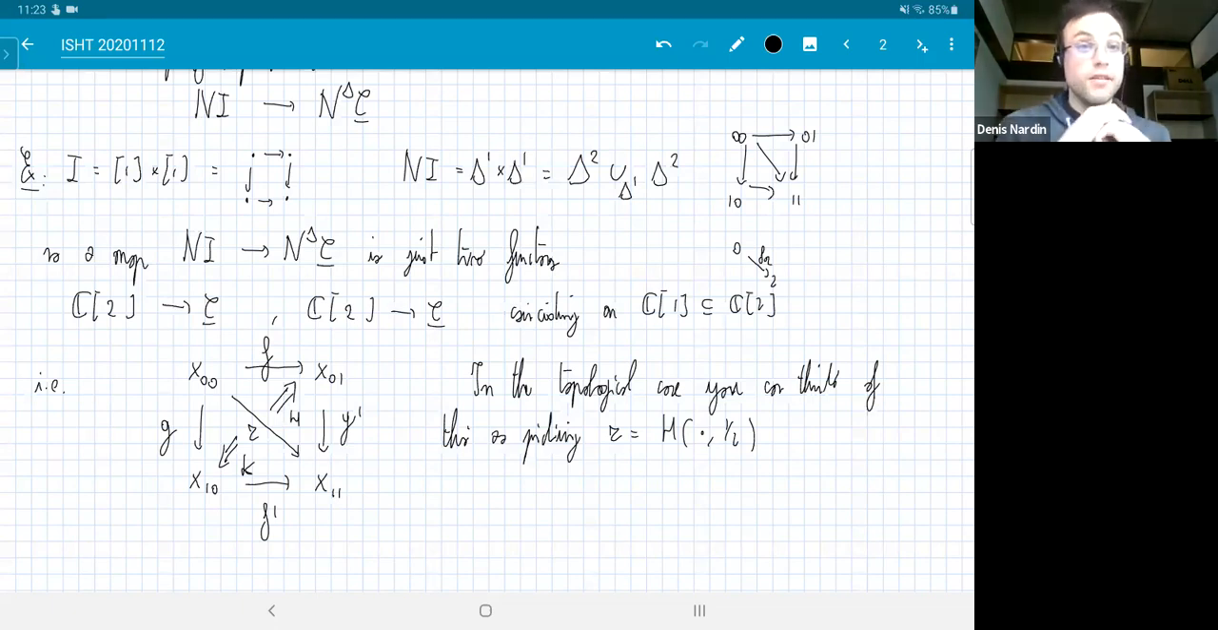So we finally managed to define a homotopy coherent diagram. Hooray.